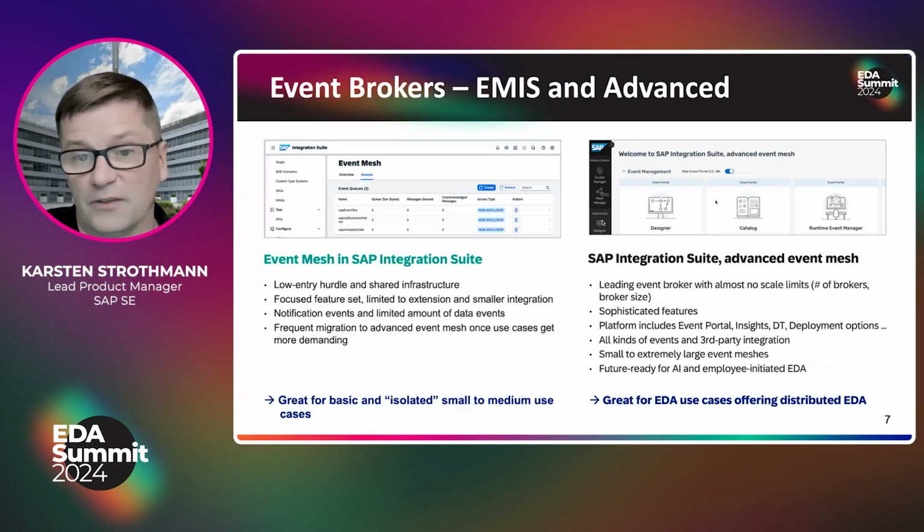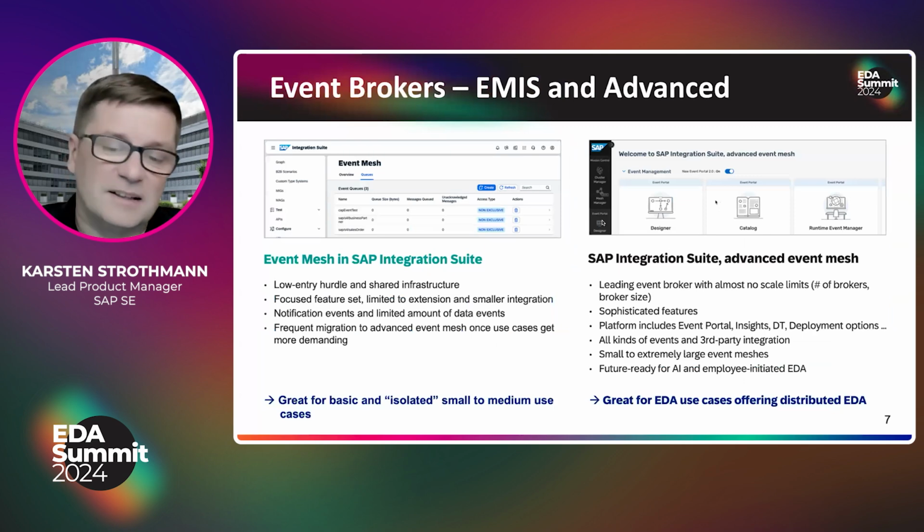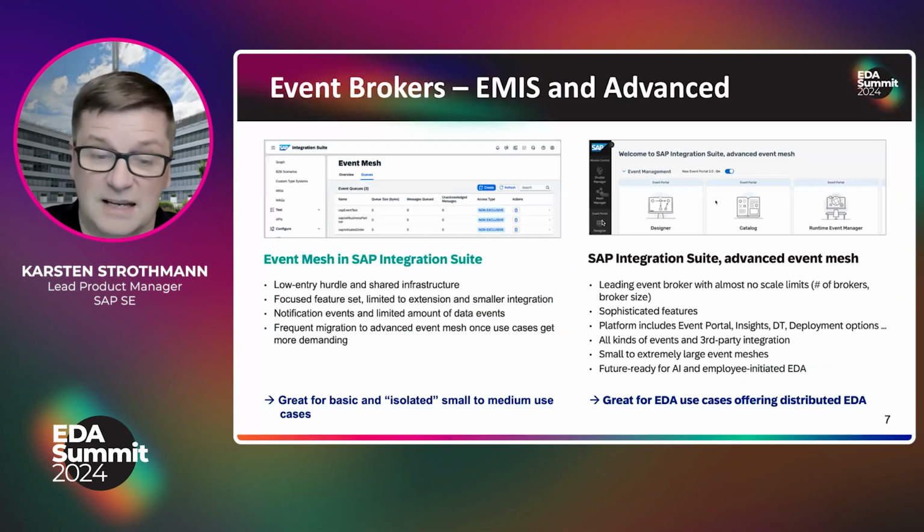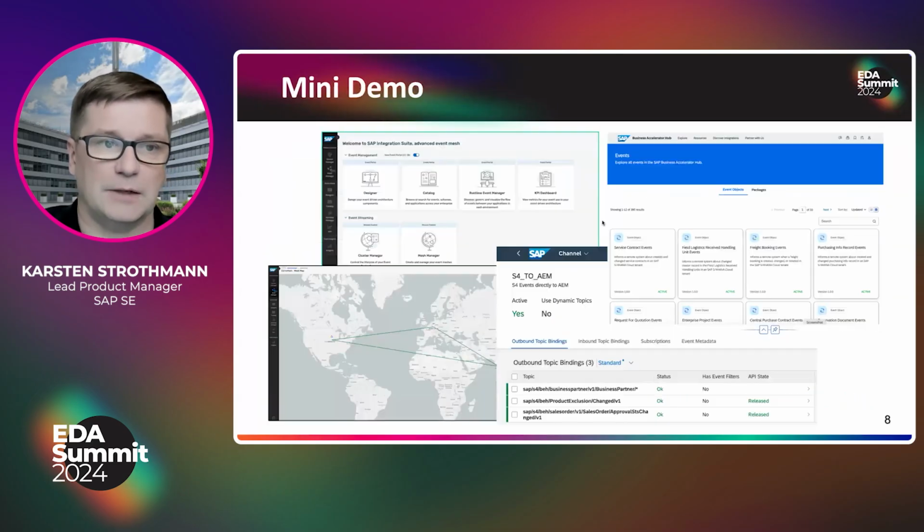Then on the right-hand side, the go-to offering, the flagship offering, Integration Suite Advanced Event Mesh, almost no scale limits, very sophisticated features. The platform includes the event portal. It includes insights, distributed tracing. The deployment options are already included, so public and private and so on. You can start small with smaller brokers. You can scale to extremely large event meshes, and it's future ready for AI and for amply initiated EDA. So it's great for all EDA use cases and for a distributed EDA right there.